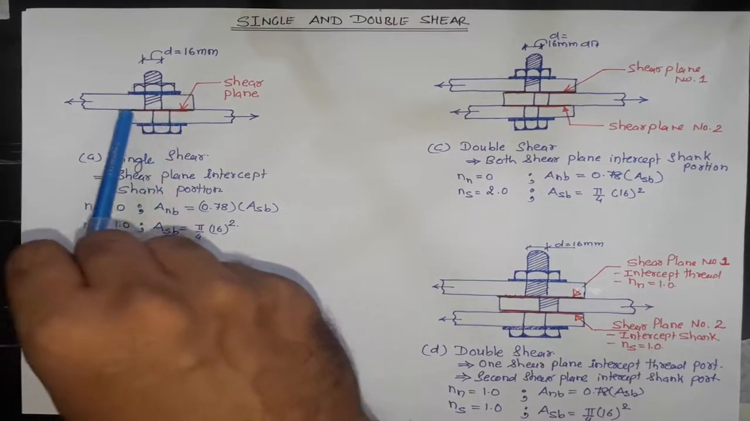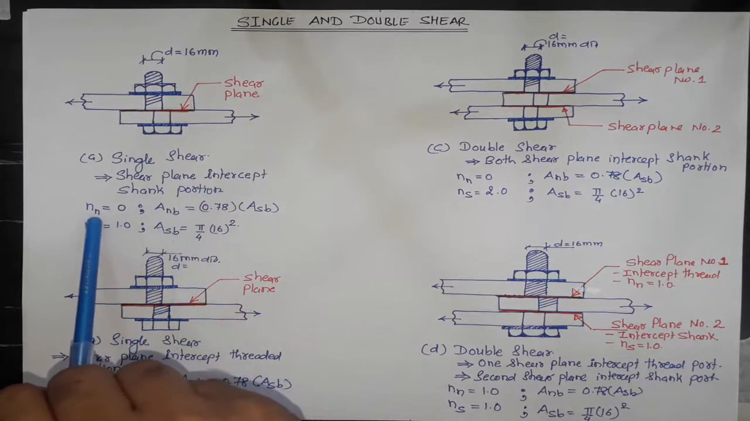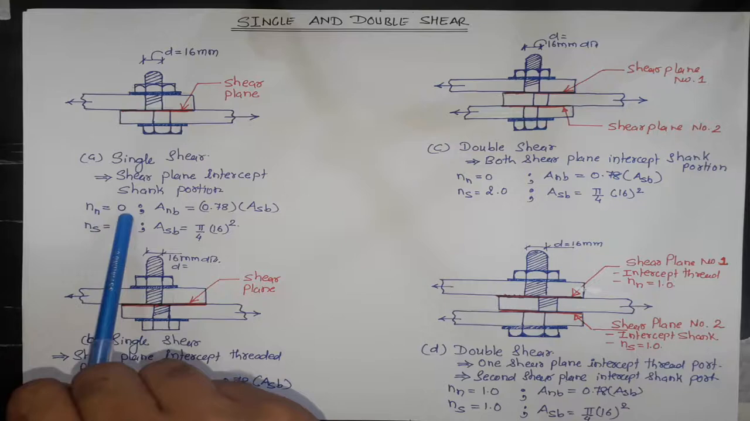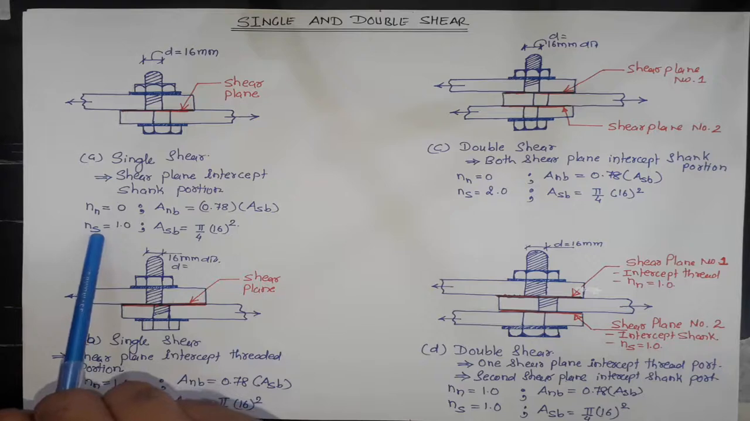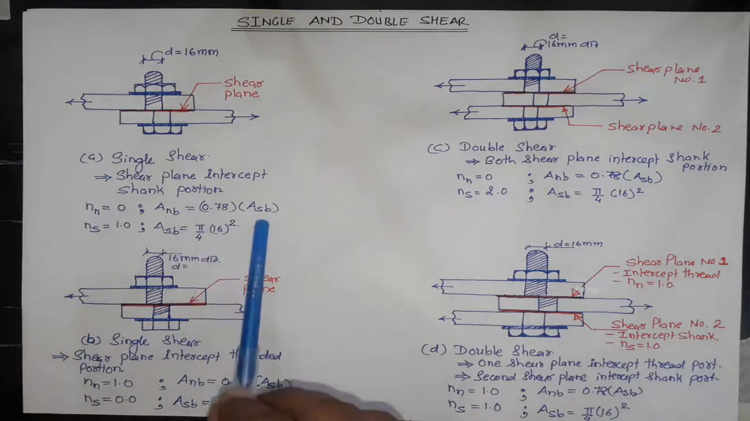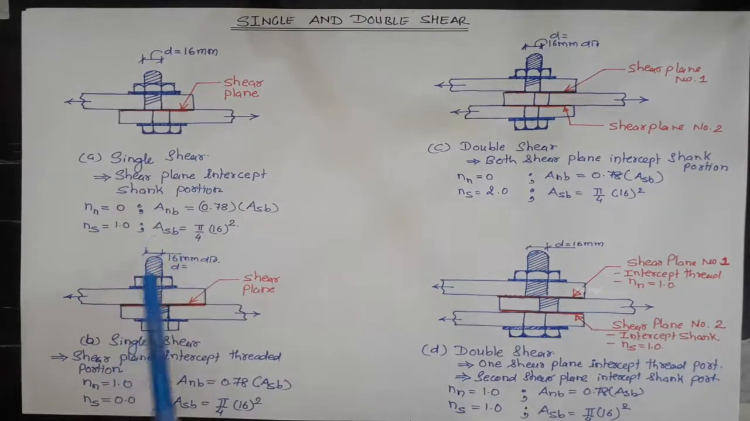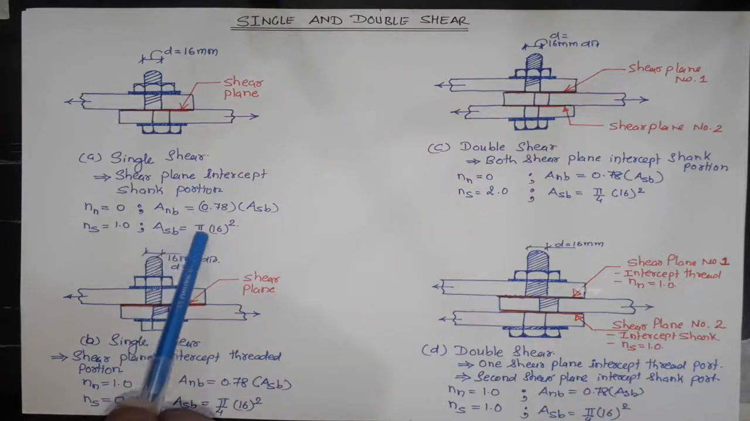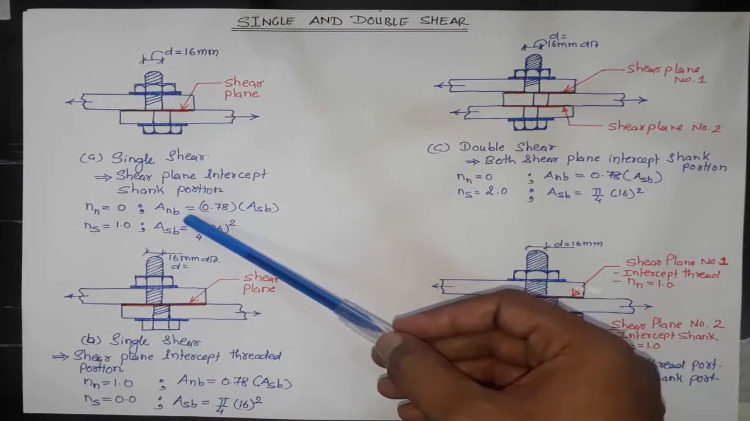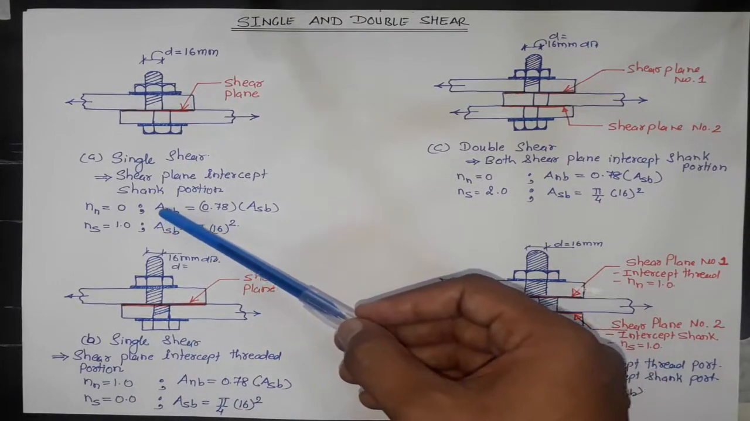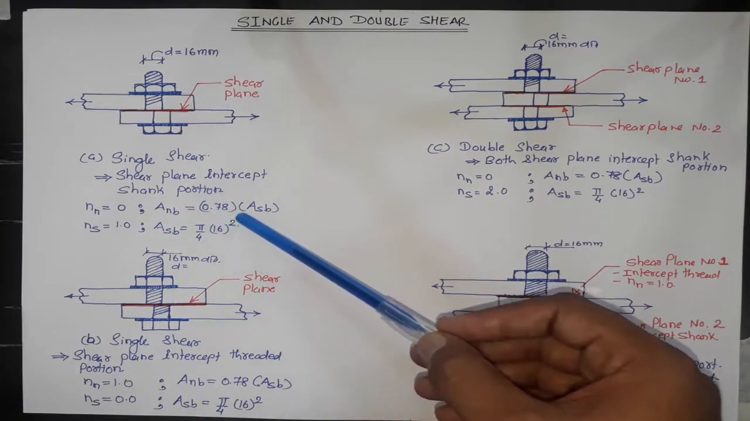Or in other words, if this shear plane intercepts the shank portion, therefore NN, which is the number of shear planes intercepting the threaded portion, will be 0, and NS, which is the number of shear planes intercepting the shank portion, is 1.0. Here the shank diameter is given as 16 mm. Therefore ASB, the shank area of the bolt, is equal to pi by 4 times 16 square, where ANB is the net shear area of the bolt at thread, which is measured at the root of the thread, which can be taken as approximately 0.78 of ASB.